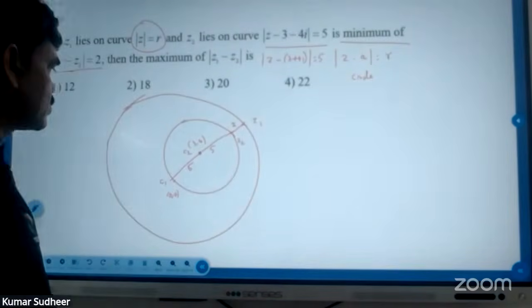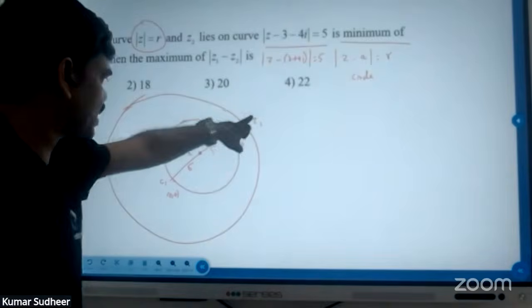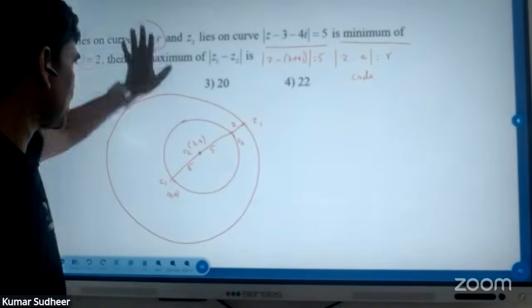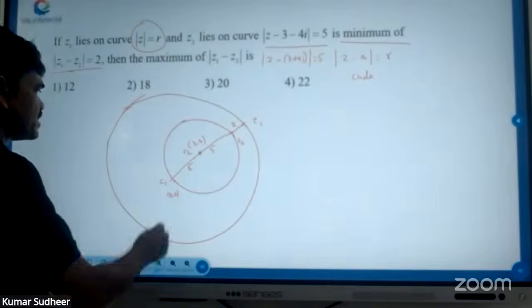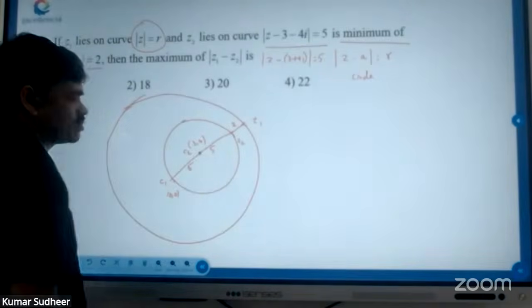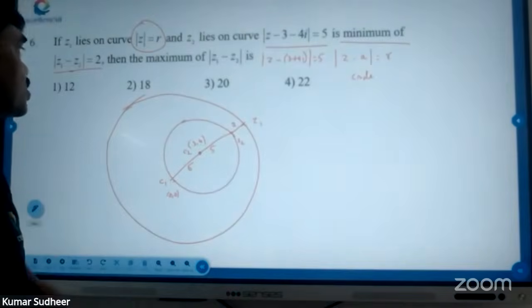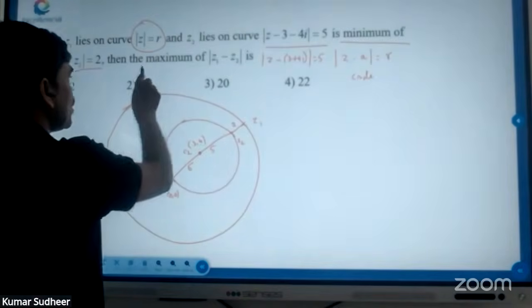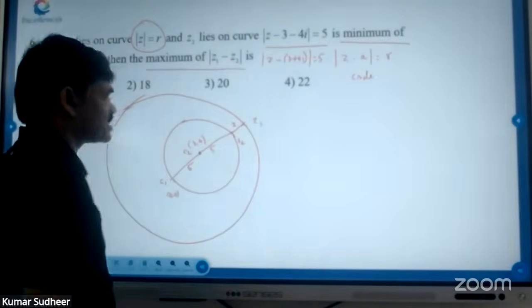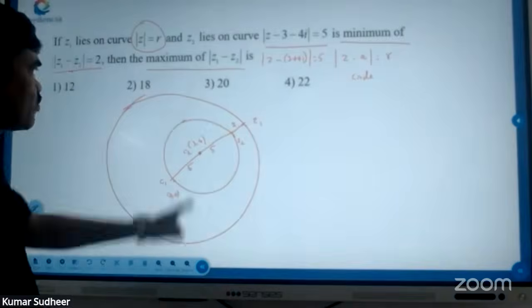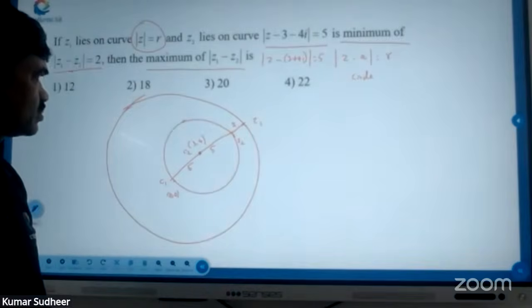This distance is given. So total distance from that means radius of the first circle I got. What is the radius of the first circle, sir? It is nothing but 12. 12 is the radius of the first circle we got. Now, what is the question they are asking? Maximum value of mod Z1 minus Z2 they are asking. Maximum value of mod Z1 minus Z2.